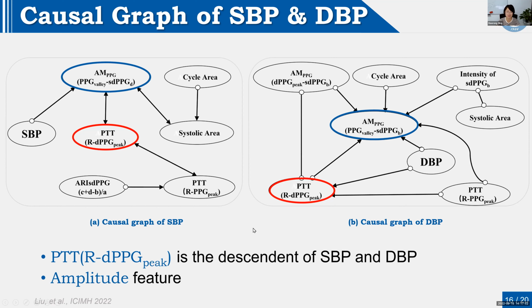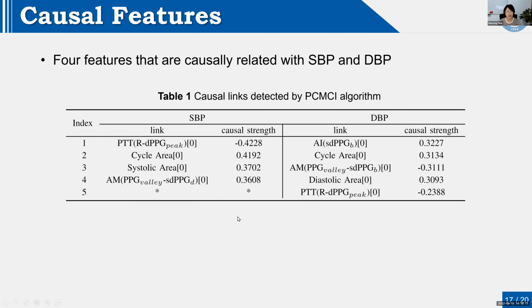So for the first part of the study, we use the invasive blood pressure collected from the clinical setting. And for this one, we did the experiment in our lab. And we still have experiments ongoing to figure this out. And these are four features that are causally related with systolic and diastolic blood pressure. So the causal link is detected with the PCMCI algorithm. And here the index 0 means the time lag between the features and the blood pressure.